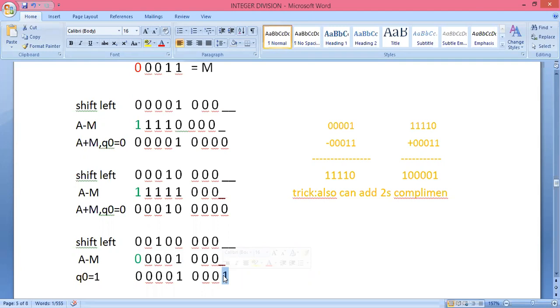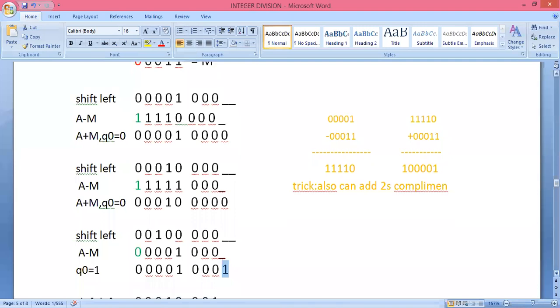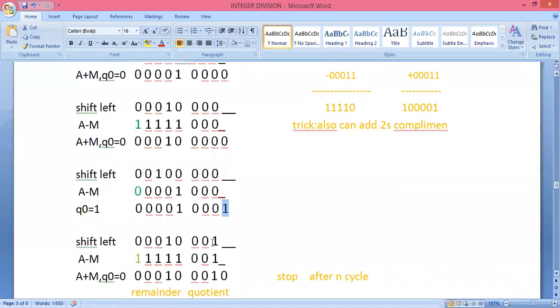So shift left and A minus M will remain common throughout. After doing A minus M, check MSB. If MSB is 1, then we have to restore A and add 0 to the Q register LSB. If the MSB is 0, then you have to keep A as it is. Don't add M or anything to it. And you have to add 1 to the last bit. So this is the third iteration. Now the next is the last iteration because you have to repeat it 4 times.